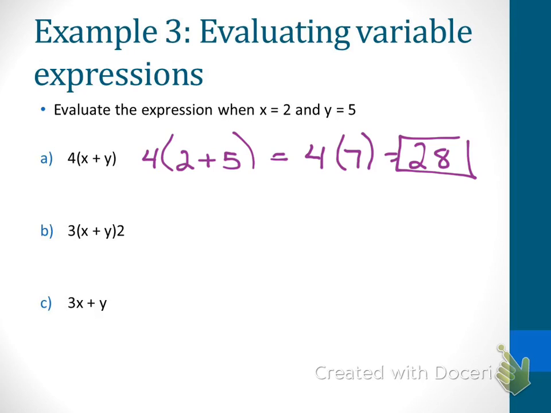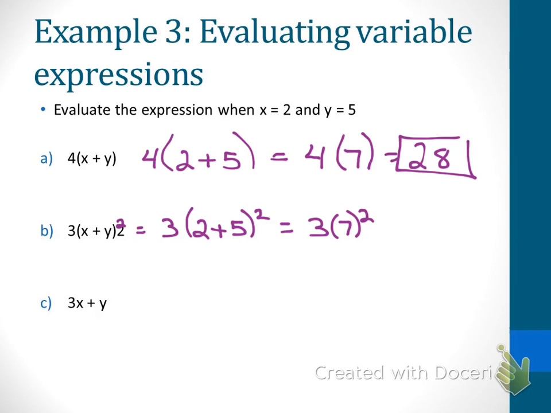Okay, have another typo. This should be to the power of 2. That should be squared. All right, so now let's go ahead and substitute in on example B. 3 times 2 plus 5 squared. Again, I need to do parentheses first. So 3 times 7 squared.